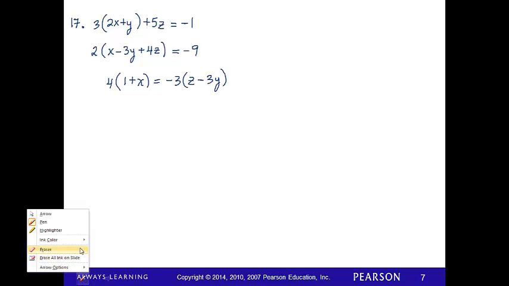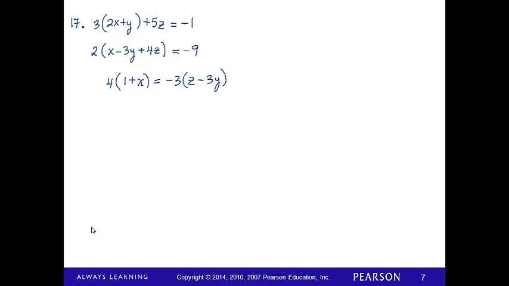So before we can even solve this system, the first thing we need to do is have our x, y, and z on the same side, which is the left side, and only constants on the right side. So let's go ahead and distribute, and let's start moving things around. So distribute the 3 on the inside, and this becomes 6x plus 3y plus 5z equals negative 1. We're going to go ahead and distribute the 2, and we get 2x minus 6y plus 8z equals negative 9.